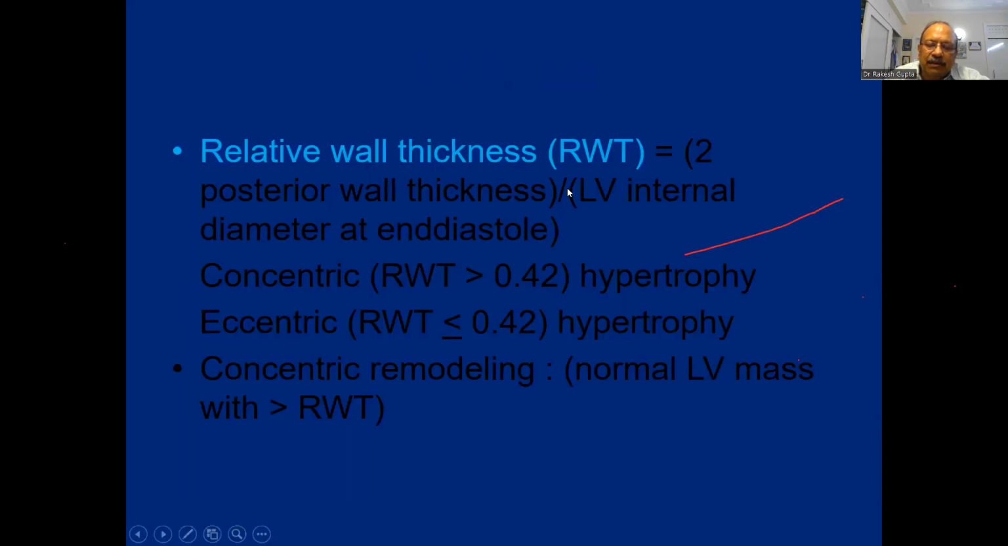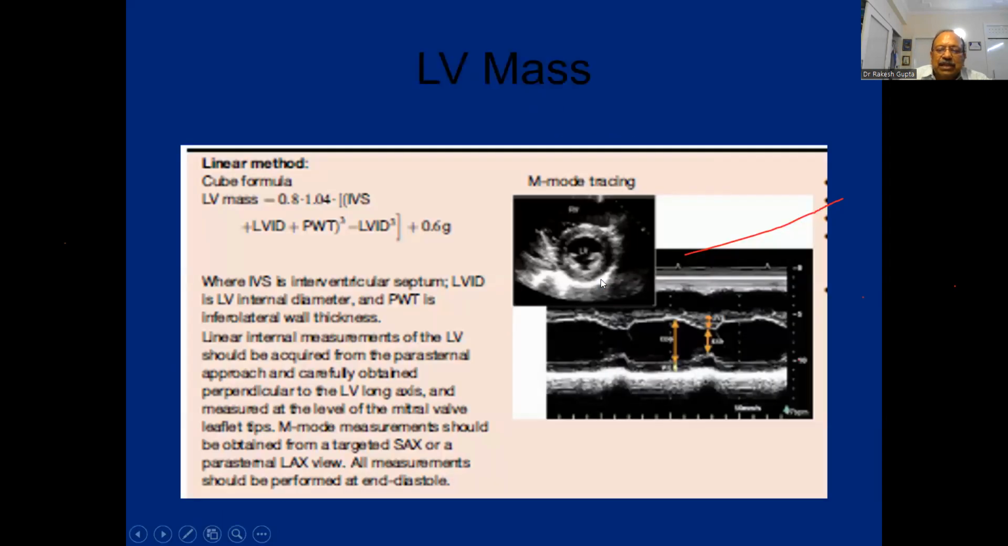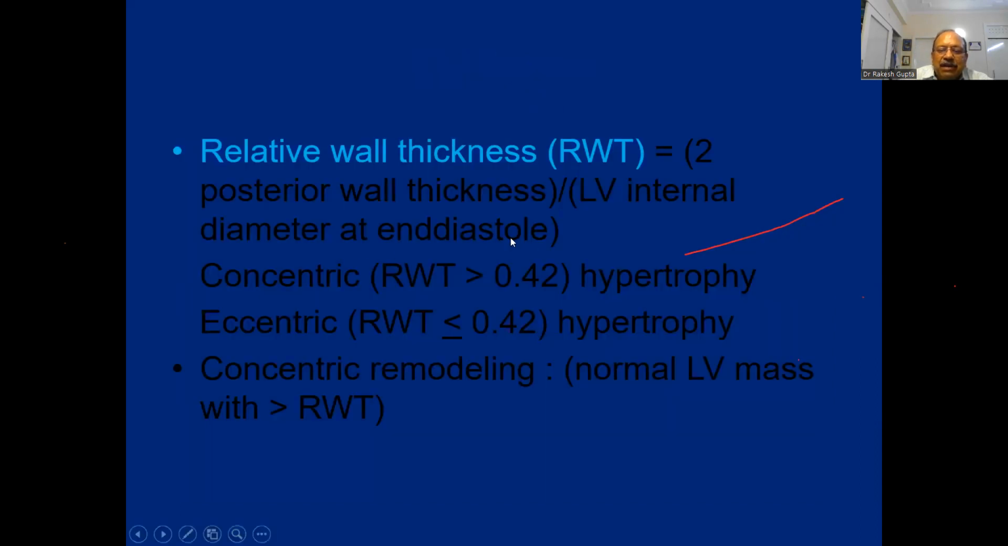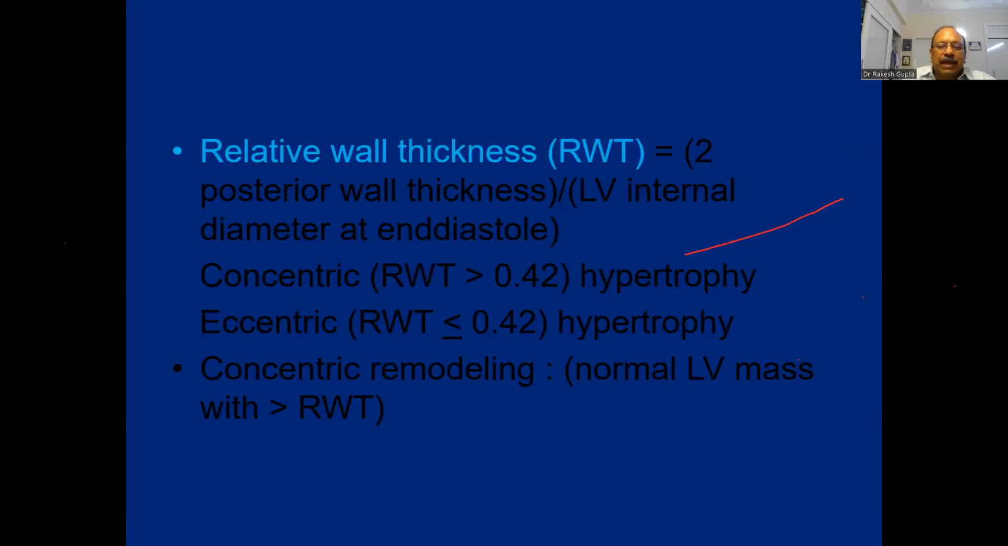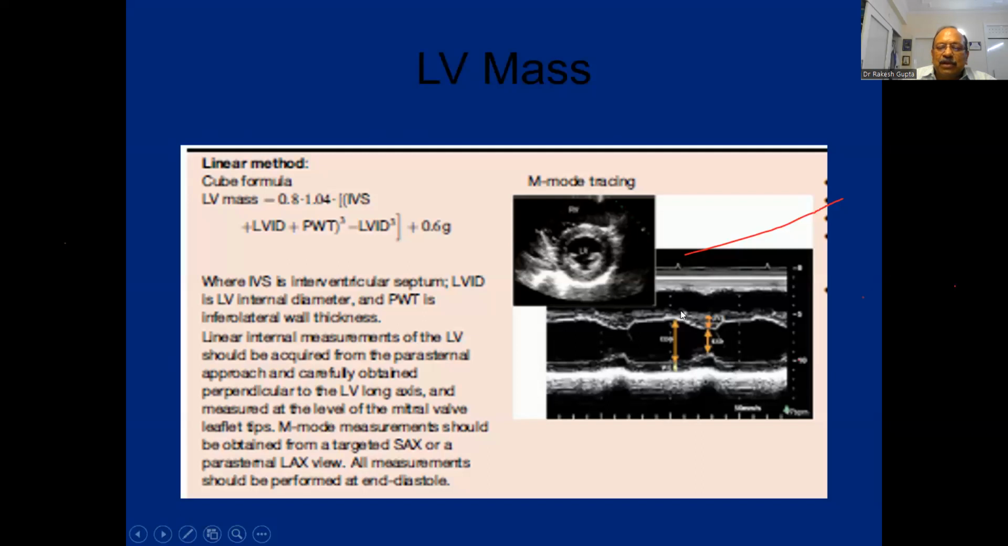Then one important thing we calculate is relative wall thickness. What is relative wall thickness? Relative wall thickness is 2 into posterior wall thickness. Look, what is the posterior wall thickness? It is over 10 millimeters in size. 2 into posterior wall thickness divided by the left ventricular internal dimensions during diastole. So if this is 2 into 10, that is 20. And if it's 40, then 20 divided by 40 will give you the relative wall thickness. And when you do this, the machine itself gives you the LV mass.